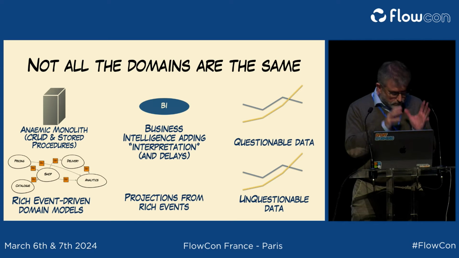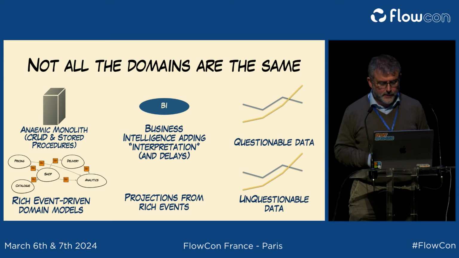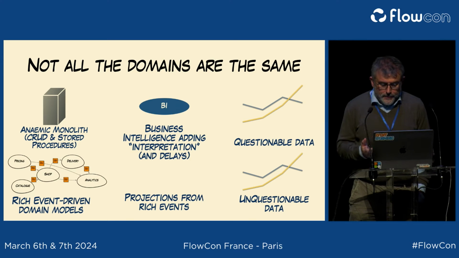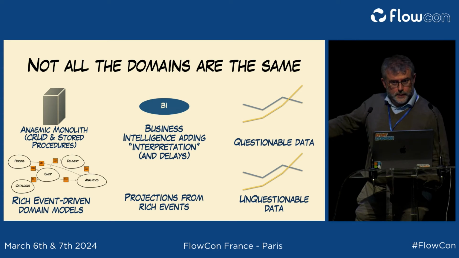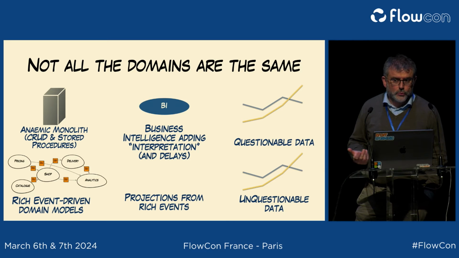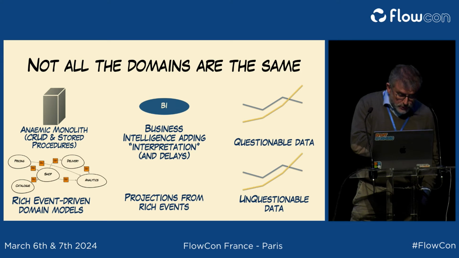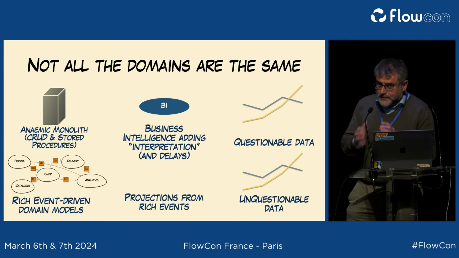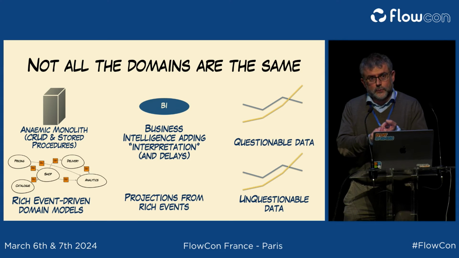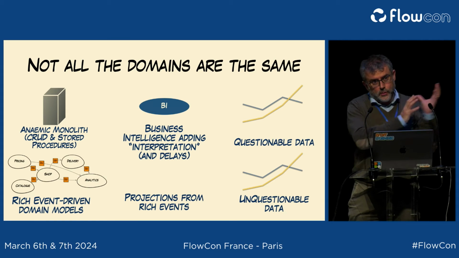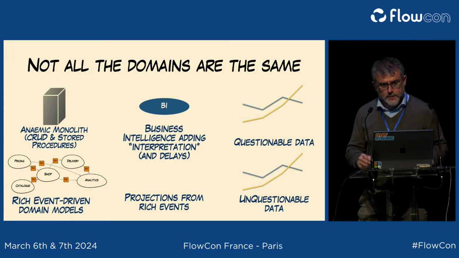So if you have an anemic monolith, if everything is a CRUD or playing with data behind the scenes, then in order to understand what is happening, you add a layer of interpretation, usually in BI. And this leads to questionable data. And this questionable data leads to trouble. If you have richer event-driven models, what you get is something a little bit more sophisticated, less prone to interpretation, and you don't have to recreate the logic. You have it as a first-class citizen, and this leads, in a cheaper way, to unquestionable data.